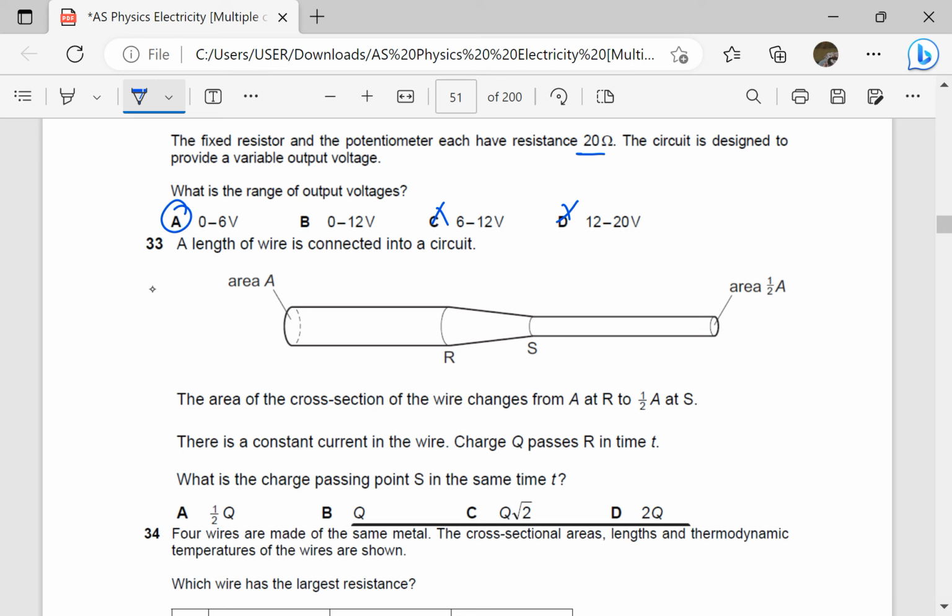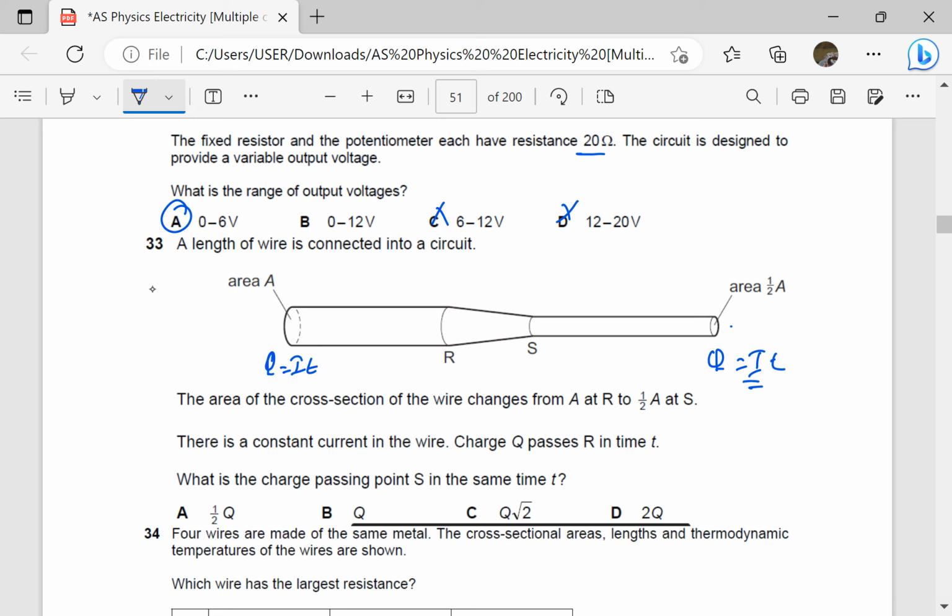Okay, so we know that charge is equal to I times t. The current this side is the same as the current the other side, because they're in series. So the charge passing S is also going to be I times t.